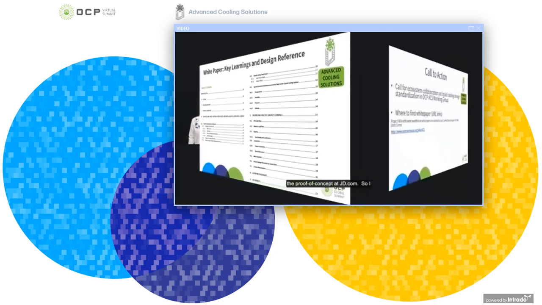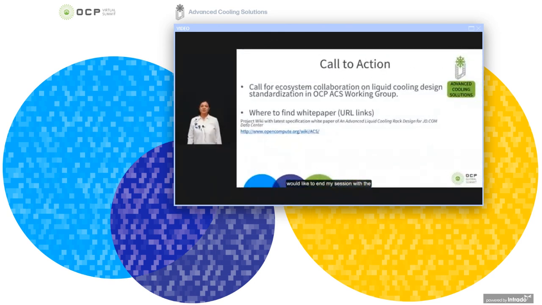So I would like to end my session with a call to action. I would like you to come together to the working group and work on this technology together and standardize this. We would also like to post this white paper on the wiki that is mentioned here. And also, if there are any additional questions, you are open to contacting me or the other author, which is JD.com, for any additional questions.